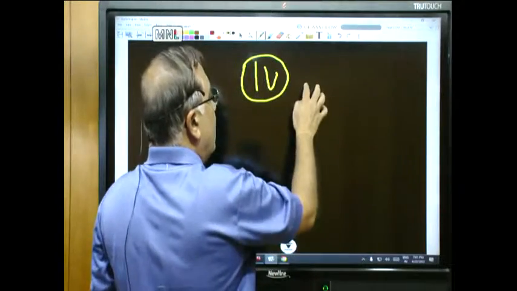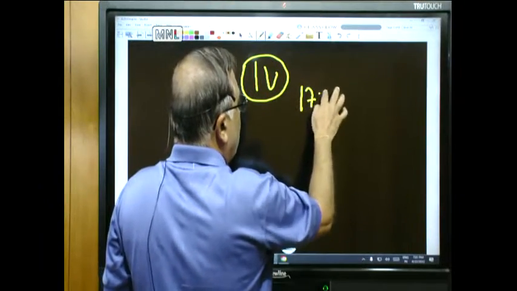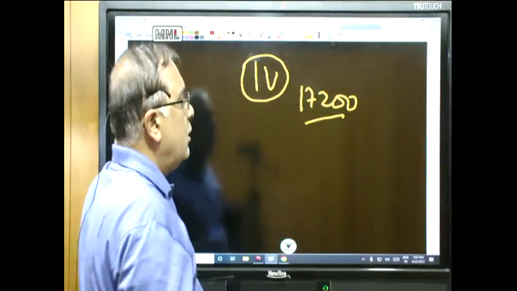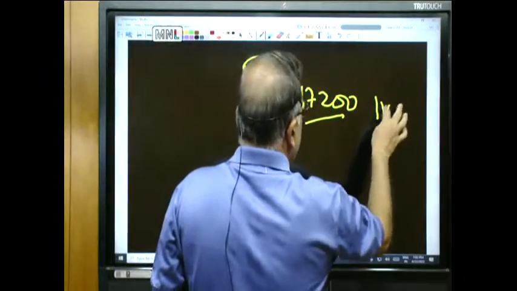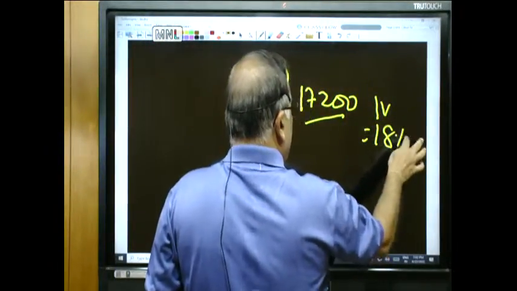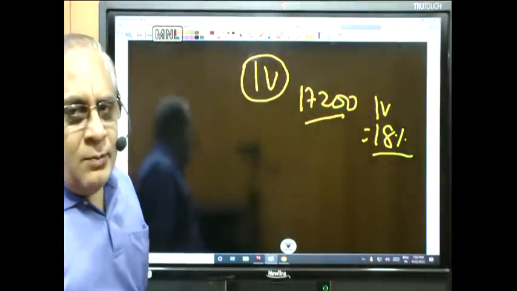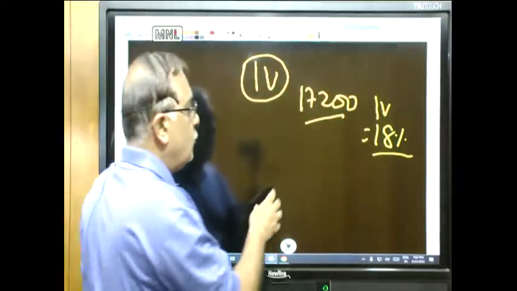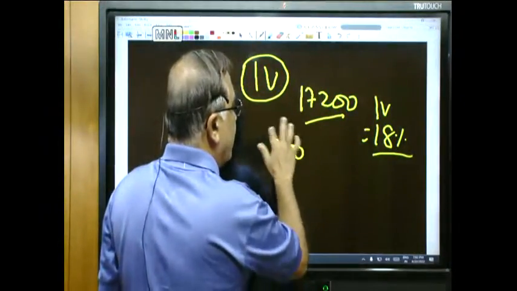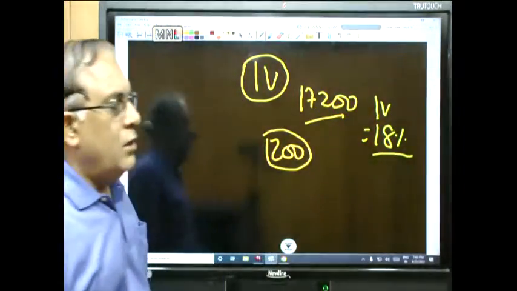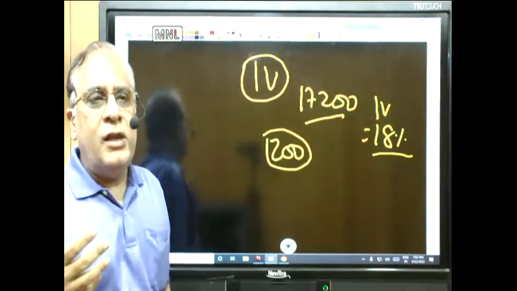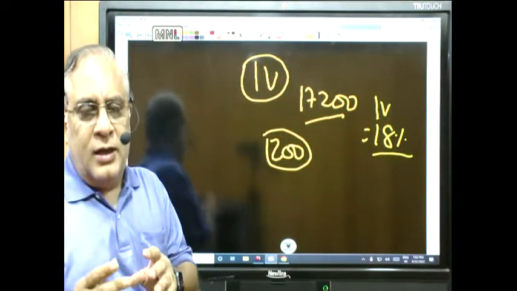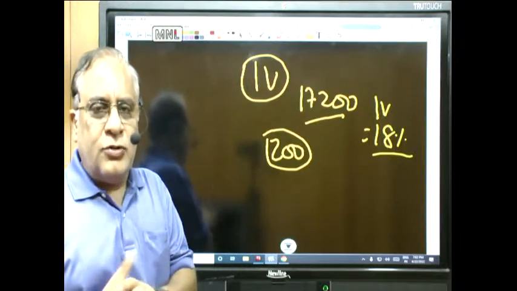Now let us say 17,200, for this week or for the month, you are buying an IV of, let us say, around 18%. So 18% on a single day approximately looks like a 200 rupees movement required per day. That means what is the volatility? Volatility is the difference between yesterday's price and today's price. Close prices you can take.